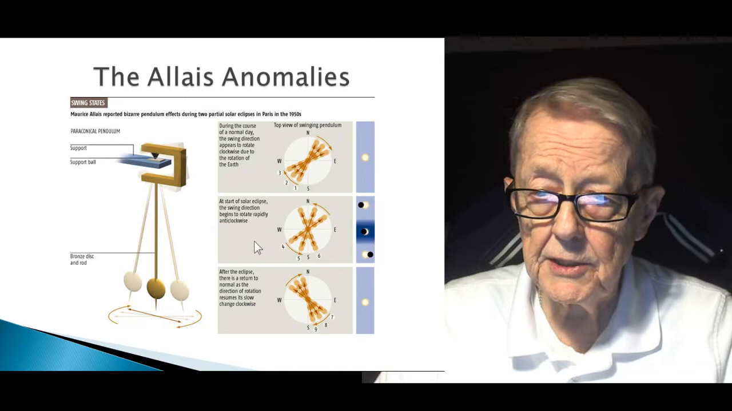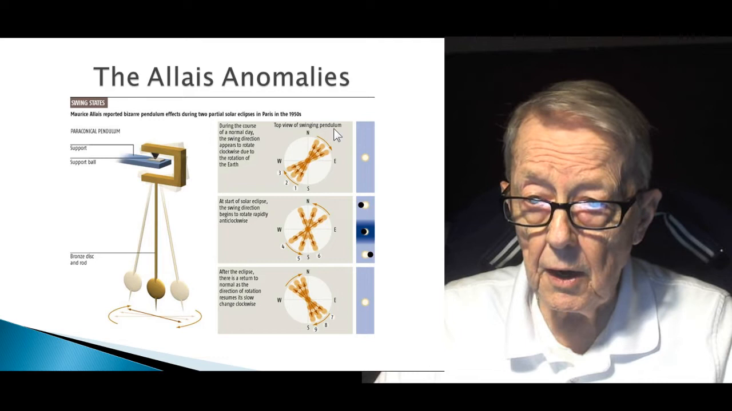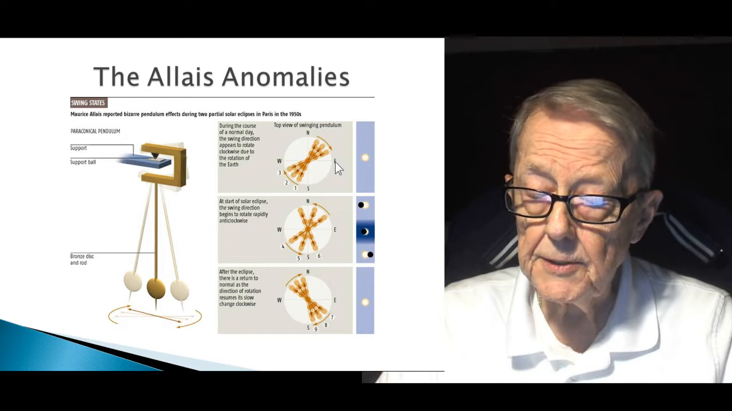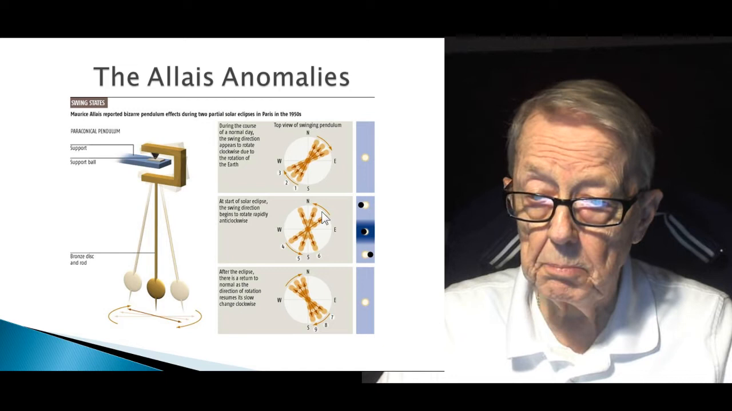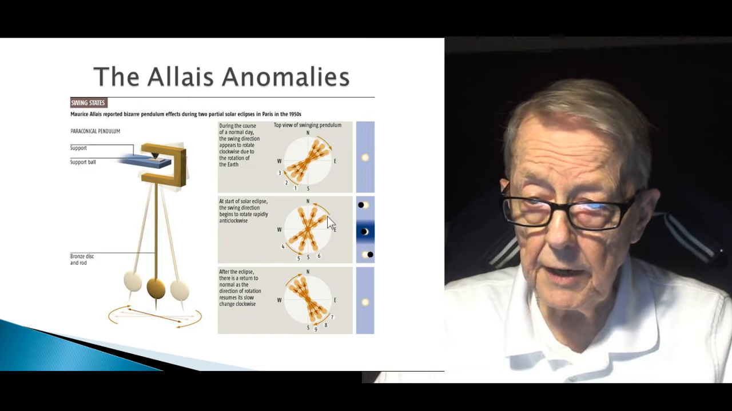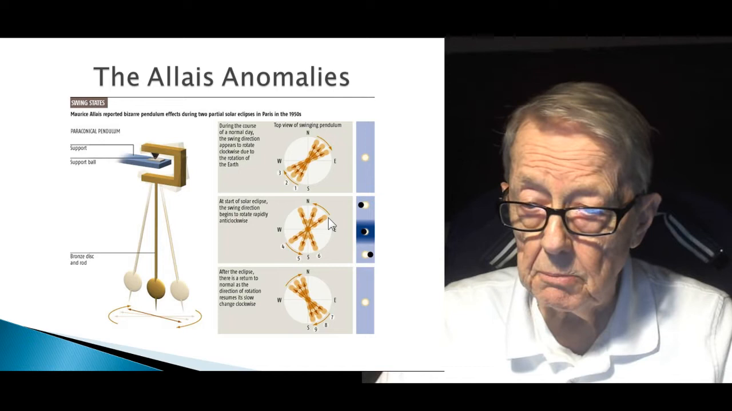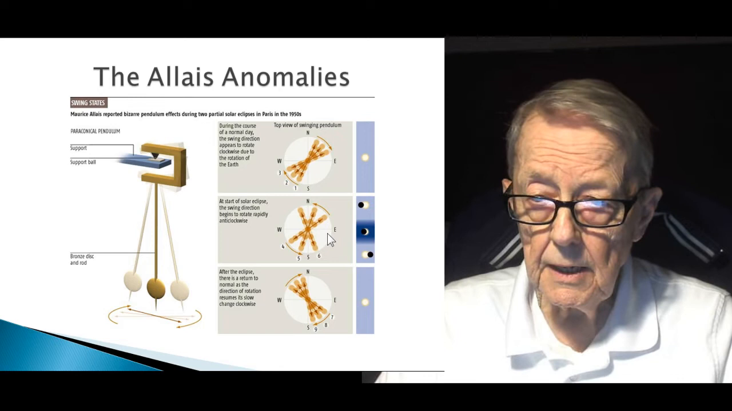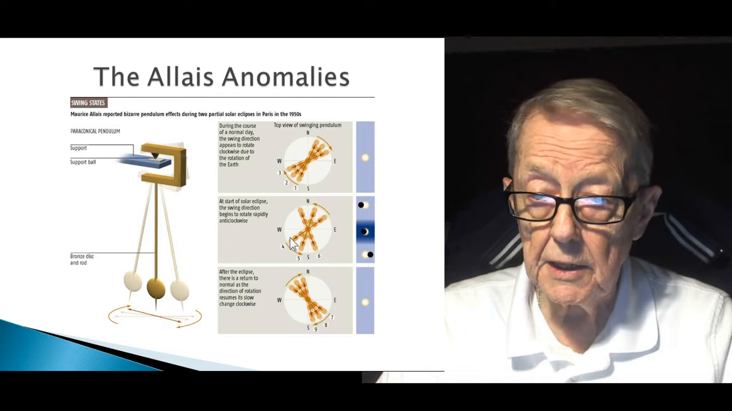It's the Earth that moves counterclockwise. But since we're moving with the Earth when we watch it, we see the plane of that pendulum swinging as going clockwise. So before the eclipse, it's moving clockwise, but sometime during the eclipse, right around the first contact, instead of continuing to go clockwise, it jumps backwards and moves around and around, and eventually comes back to moving clockwise. That happened in both of his eclipses.